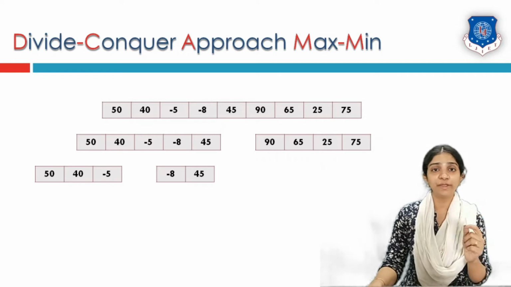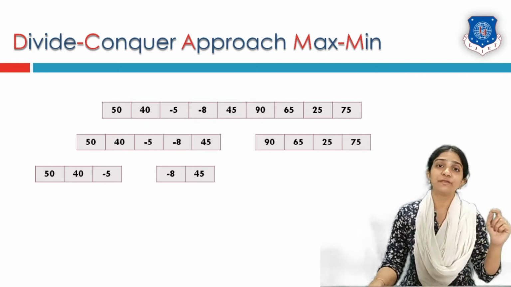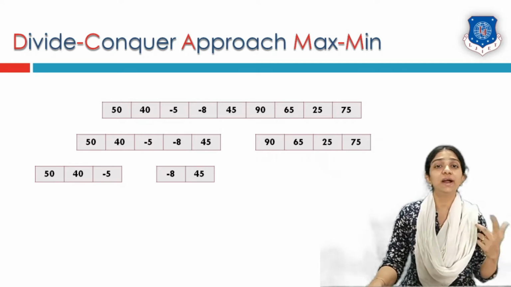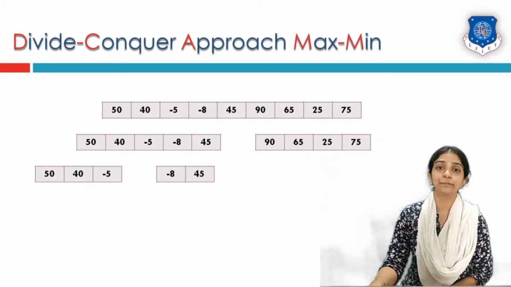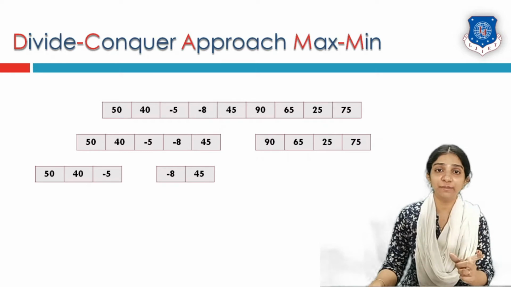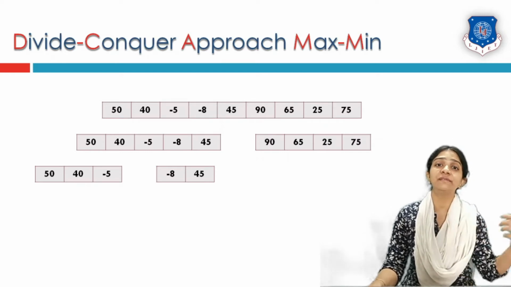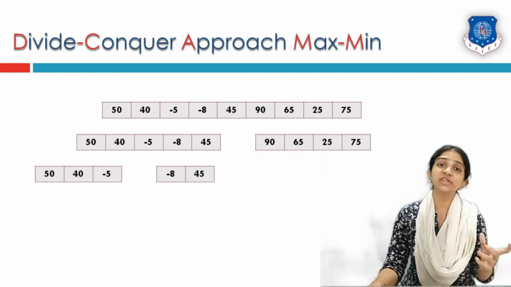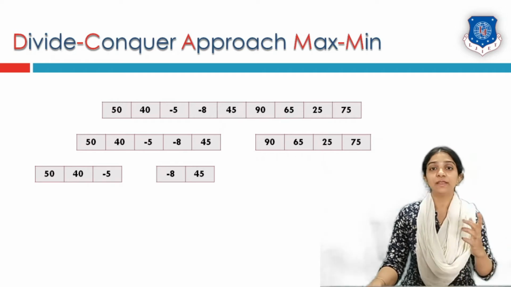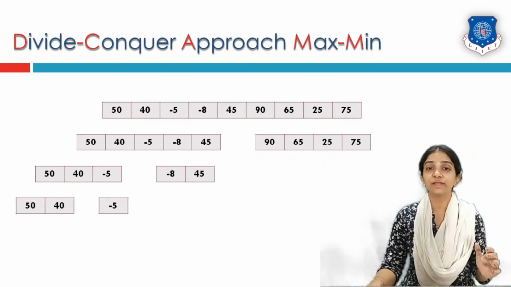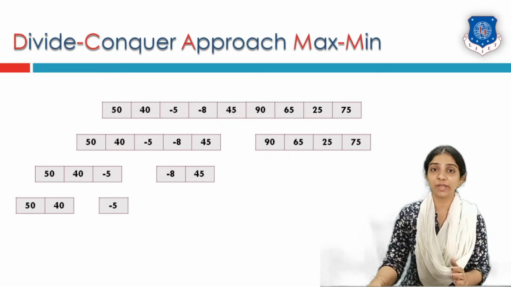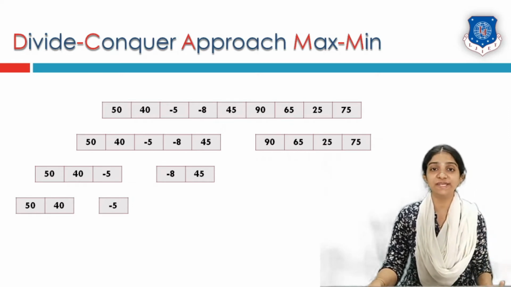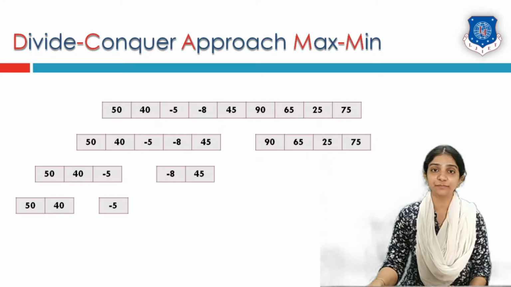From low to mid, one list will be generated. From mid plus 1 to high, another list will be generated. Now in this case, the second list contains only two elements, so we need not divide our right hand side list. We will keep on dividing the list which is having three elements. Now the three elements are divided so that the left list contains two elements and the right list contains only one element.